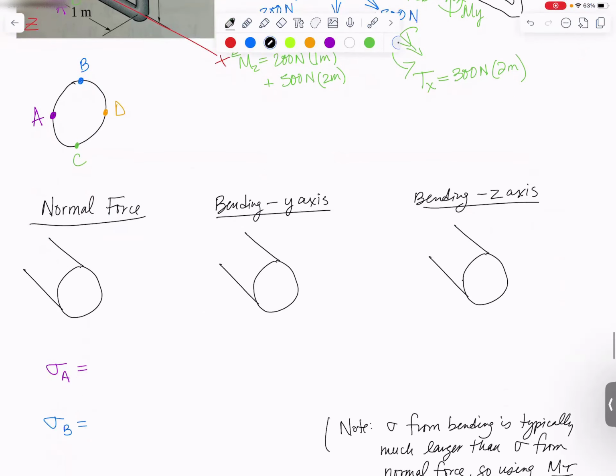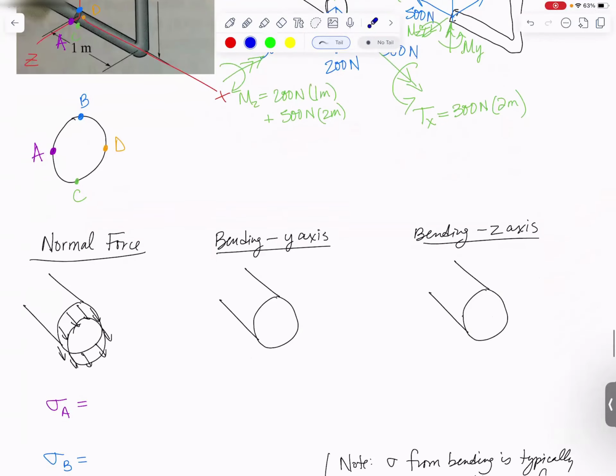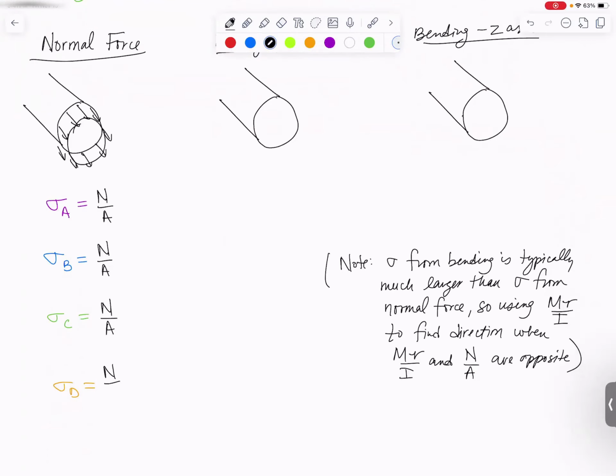Normal stress caused by normal forces, it's uniform over the entire cross section. And I am drawing it in tension. I should probably double check that it actually is in tension. Yes, it is. My 500 newtons is tensile force, and so I'm going to end up with a positive normal stress from that. I just need to divide it by the area, so you would end up getting N over A, N over A, N over A, and N over A. It doesn't matter if you're at A, B, C, or D, you will have that stress added in.